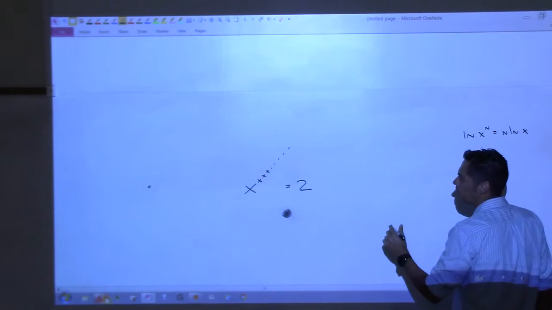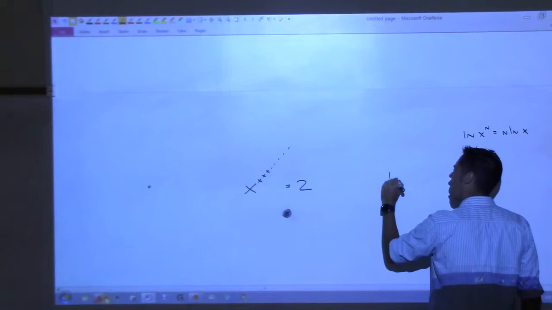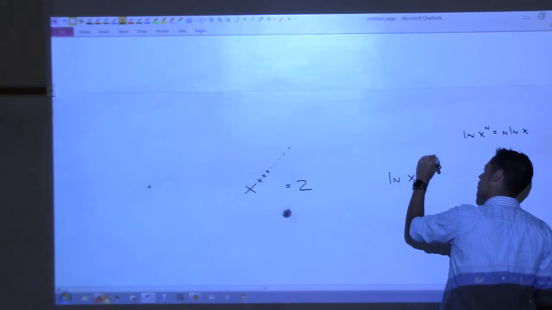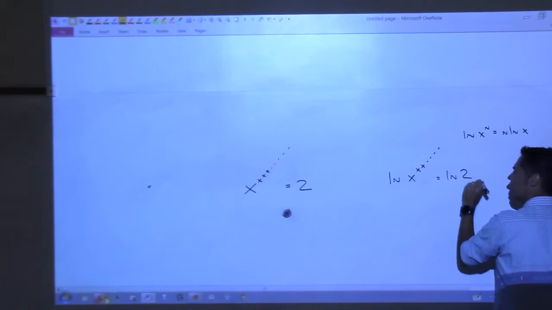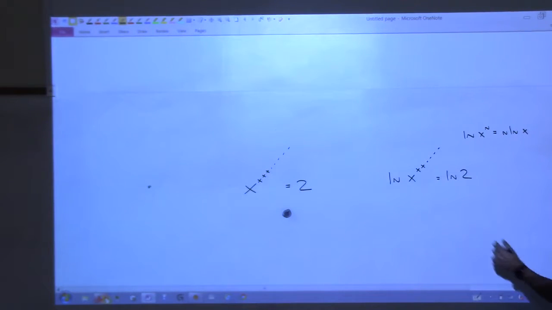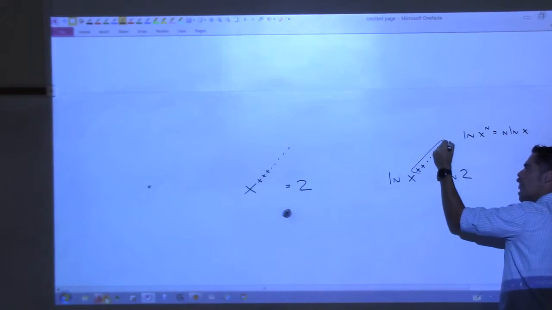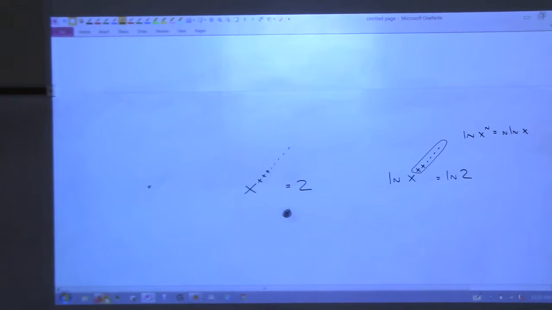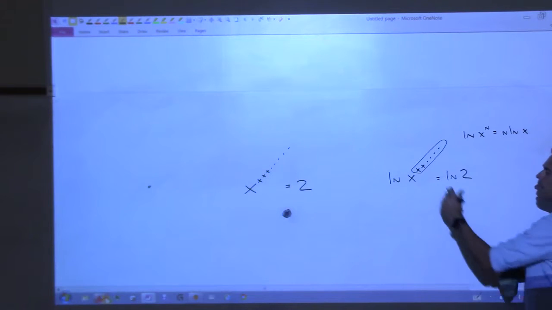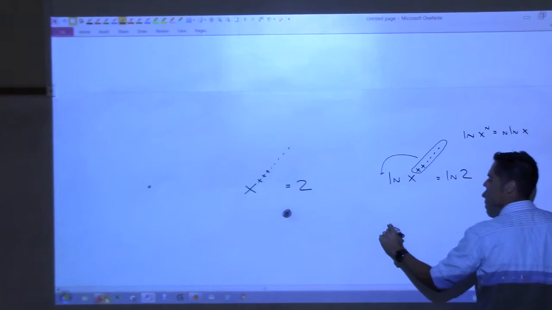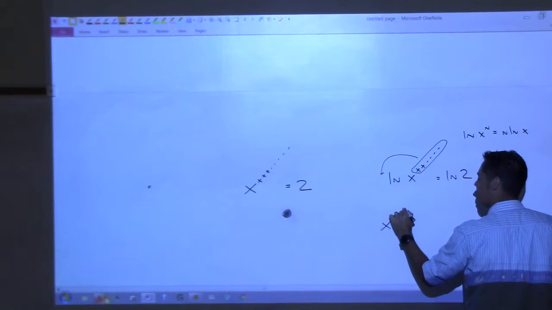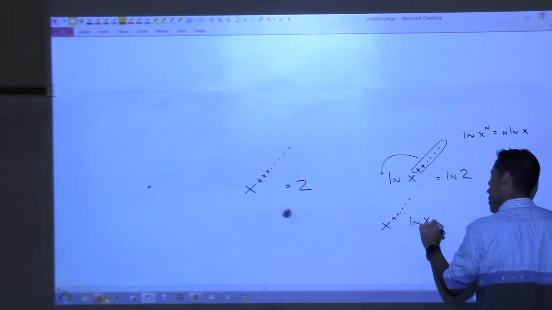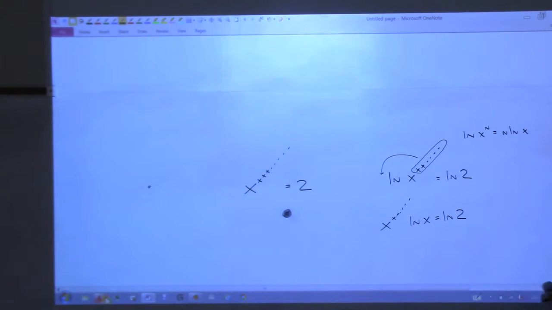We can say that the log of x to the x to the x to the x is equal to the log of 2, right? And then I can treat everything from here up as the power. Like everything, not this x, but this and on. Yeah, all of it, forever, okay? As the power, and I can pop that out front. Okay, so now I have x to the x to the x forever times natural log of x equals natural log of 2, right?